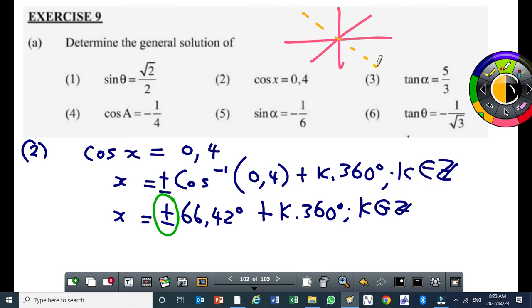Have I answered you? Okay. Please be aware that there is no need to convert the negative 66.42 to a positive angle. I know some of you might go for tuition, and some teachers and tutors convert the negative 66.42 to a positive angle. That's not necessary, because you will be doing the same thing twice, but in a different way. Any questions?